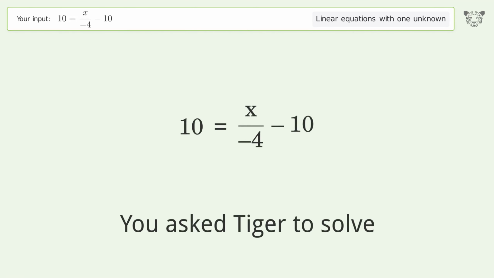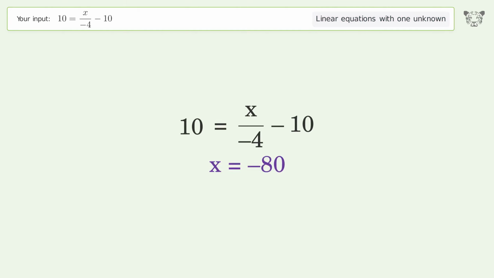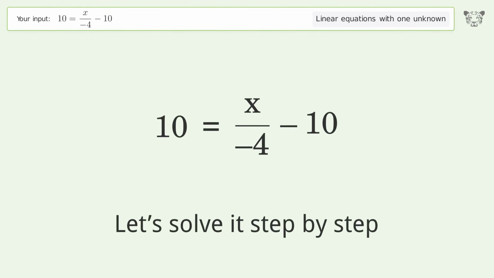You ask Tiger to solve. This deals with linear equations with one unknown. The final result is x equals -80. Let's solve it step by step.